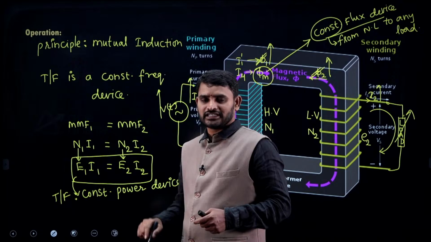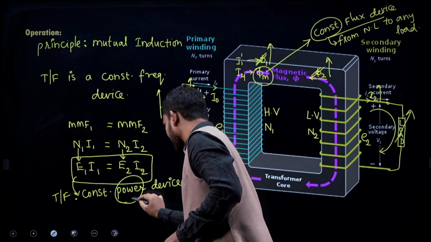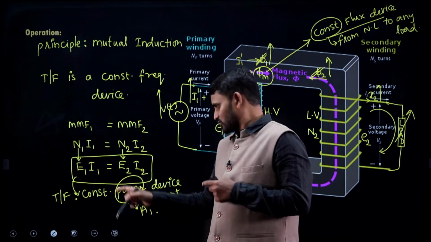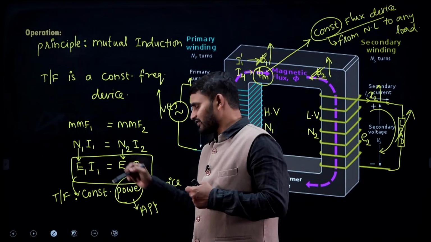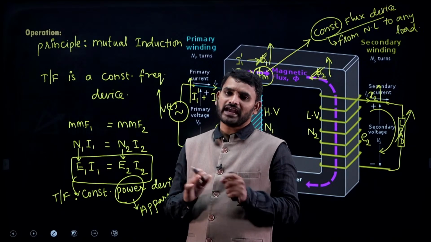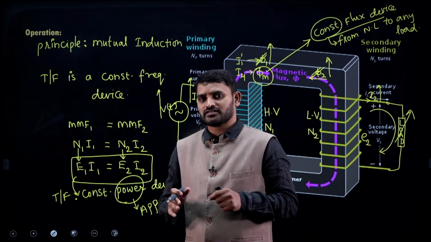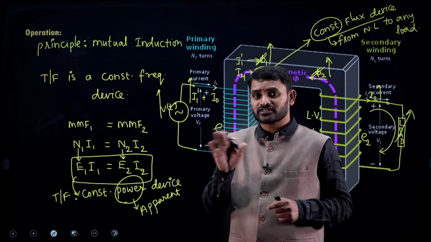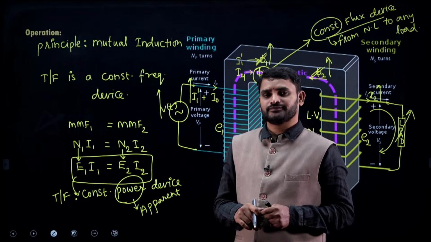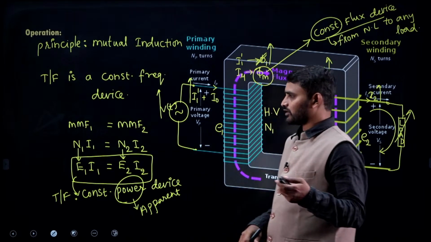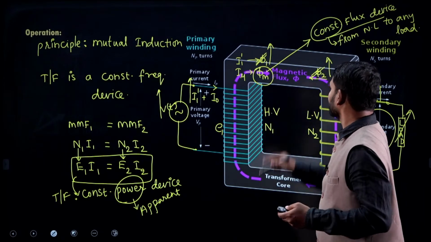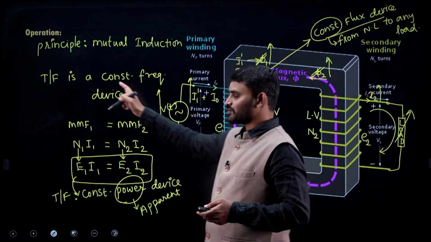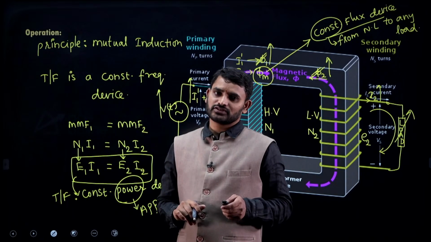Remember, it is not active power, it is not reactive power, it is actually an apparent power device. Transformer is a constant apparent power device, not active power, because do you have cos phi? No. Do you have sin phi? No. V into I is just volt ampere only, not watts or VAR. Once again, to repeat the points: transformer is a constant flux device, a constant power device, a constant frequency device, and it operates based on mutual induction.